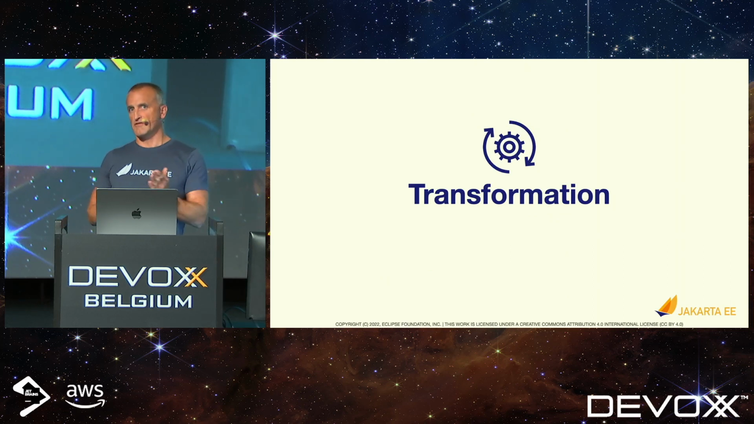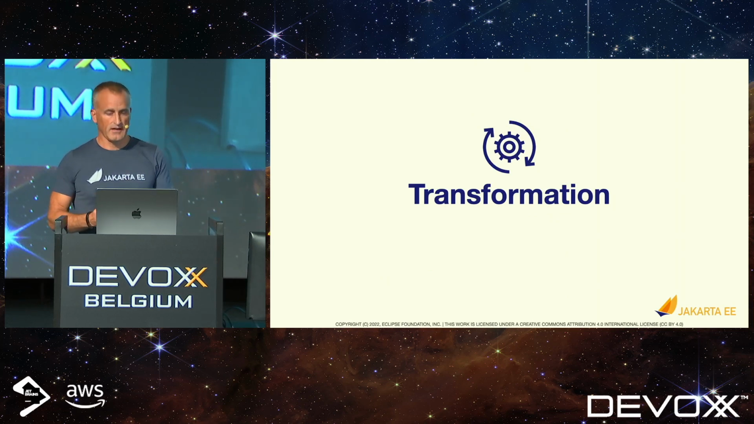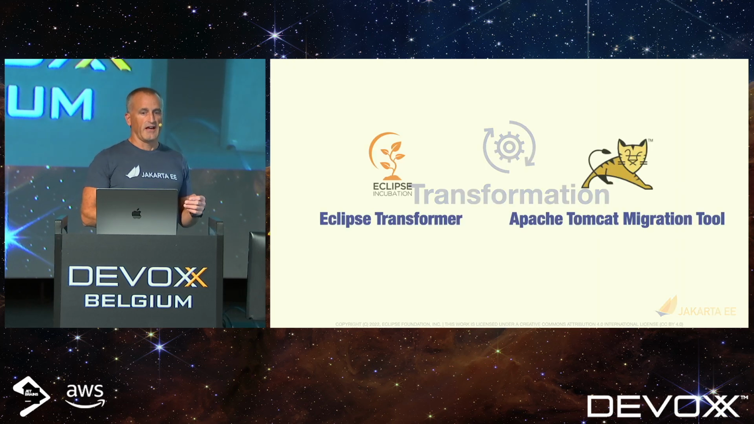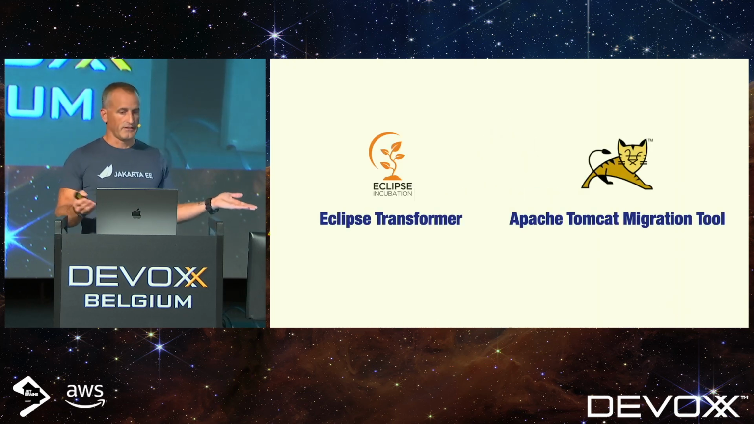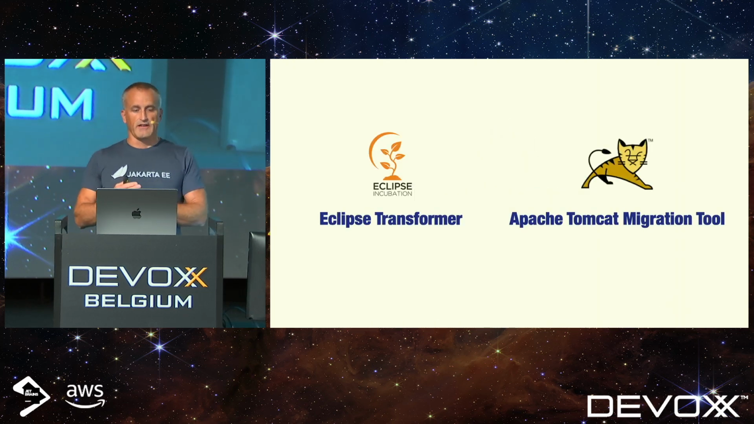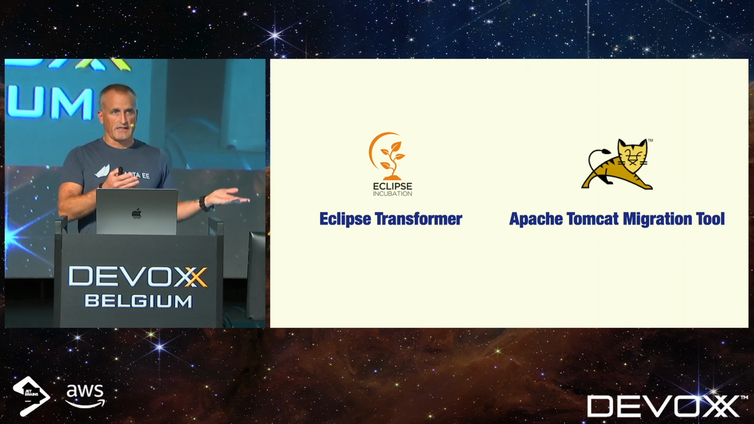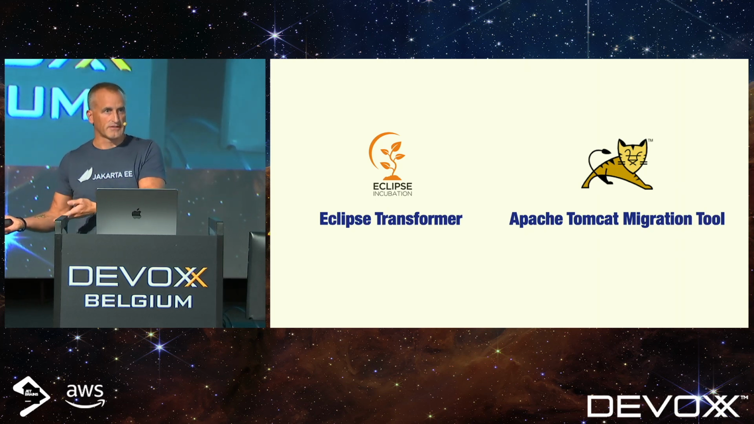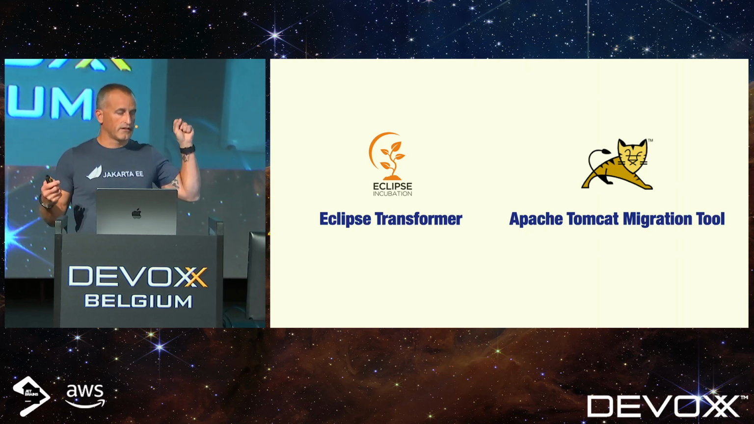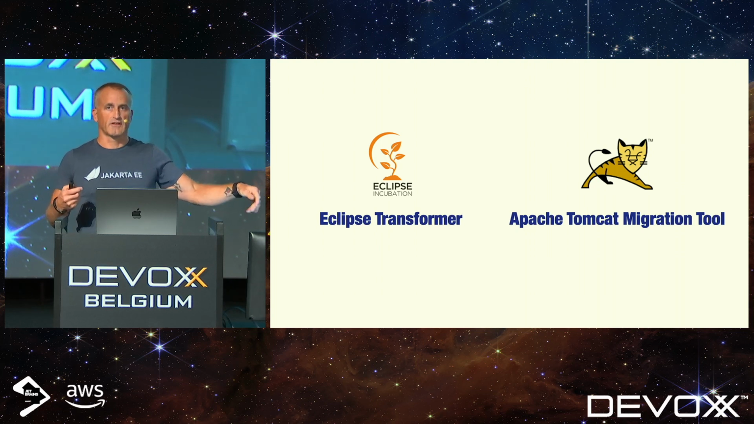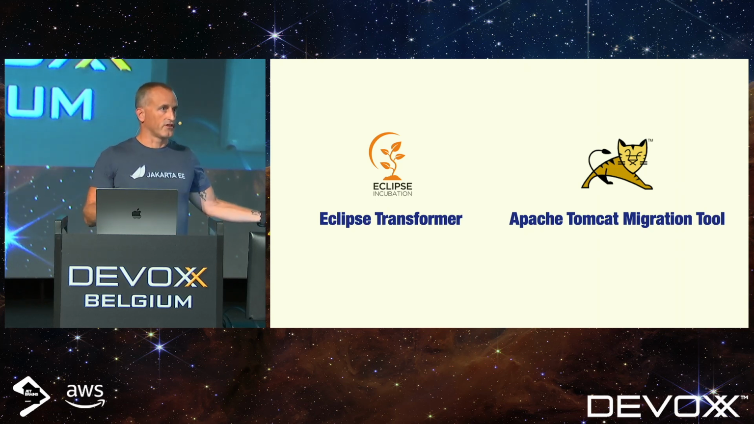One of them is transformation. With transformation, there are a couple of tools out there. I've listed two of them here: the Eclipse Transformer and the Apache Tomcat migration tool. These take your bytecode and translate it over to the Jakarta namespace for you. So you can just drop the jar or war file into the command line here, and out on the other hand comes a modified jar or war on the Jakarta namespace. So you don't even have to touch your code.